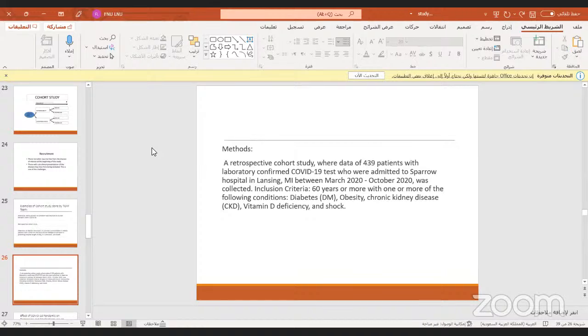as written here, the retrospective cohort study, data collected from 439 patients with a confirmed COVID-19 test admitted to the Sparrow Hospital, Lansing, Michigan, during the targeted period from March 2020 to October 2020. Inclusion criteria were 60 years old and more with one or more of the following conditions: diabetes, obesity, chronic disease, vitamin D deficiency, and shock.